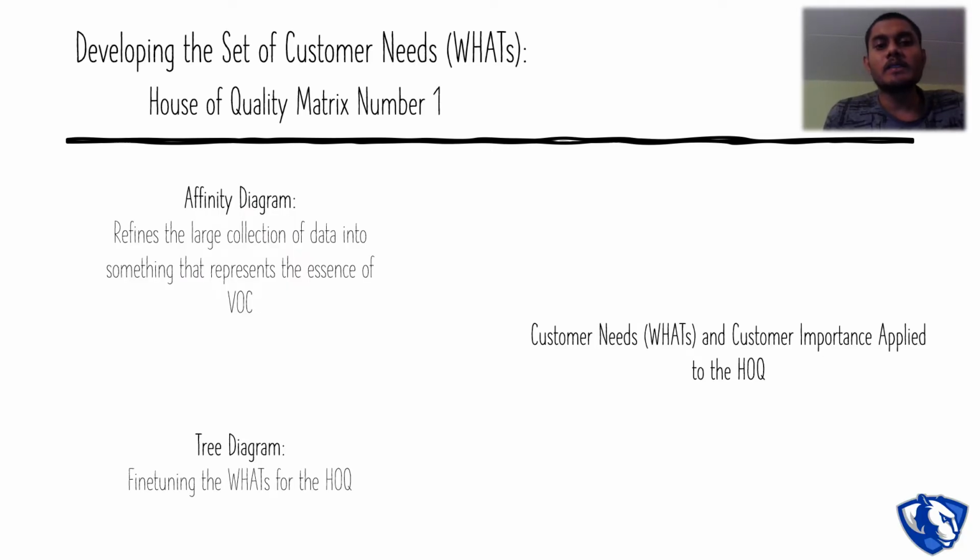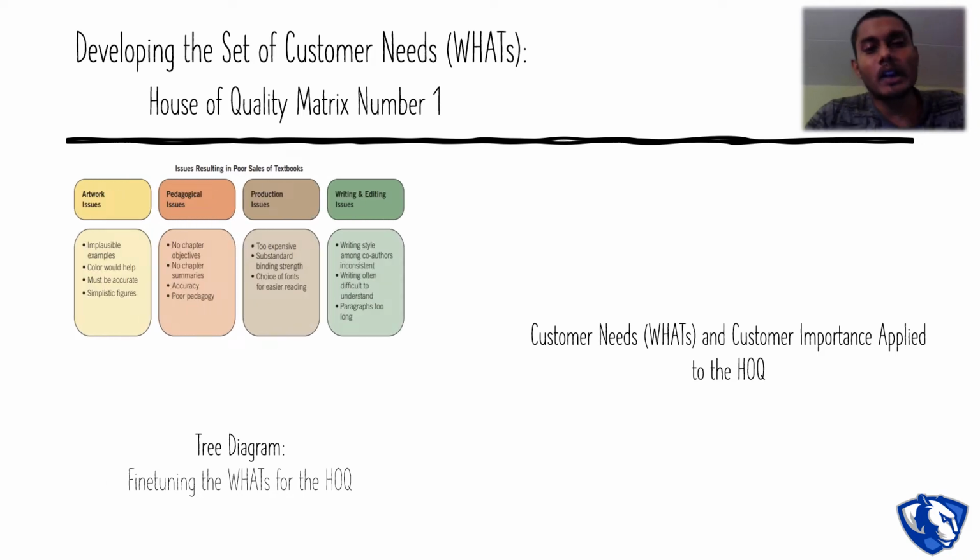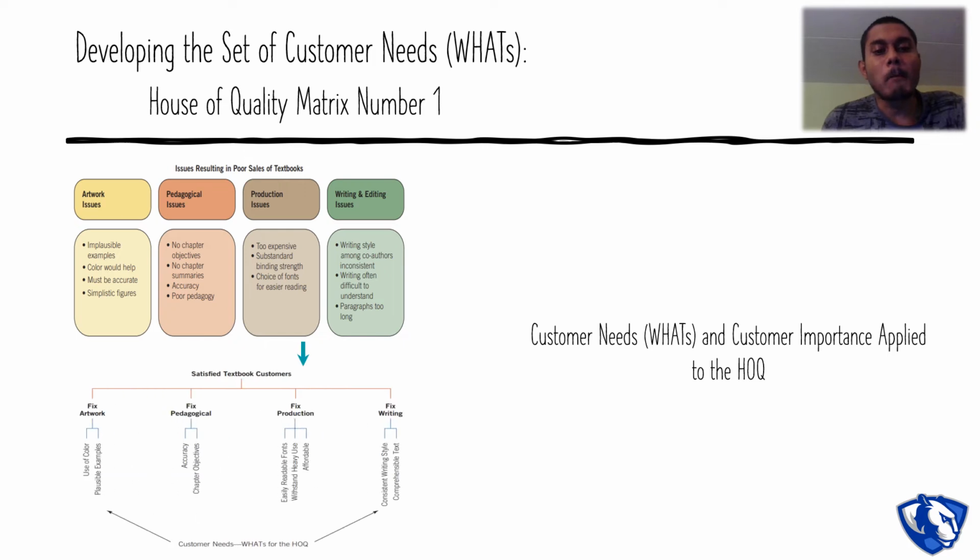In this slide we will know how to develop customer needs using house of quality matrix number. We first make a note of all issues affecting the sales. Here we have issues: artwork issues, pedagogical issues, production issues, and writing and editing issues. We find the whats for house of quality using the tree diagram. This is the tree diagram.